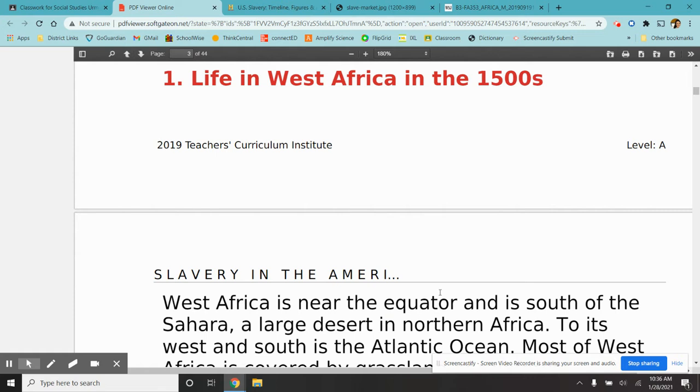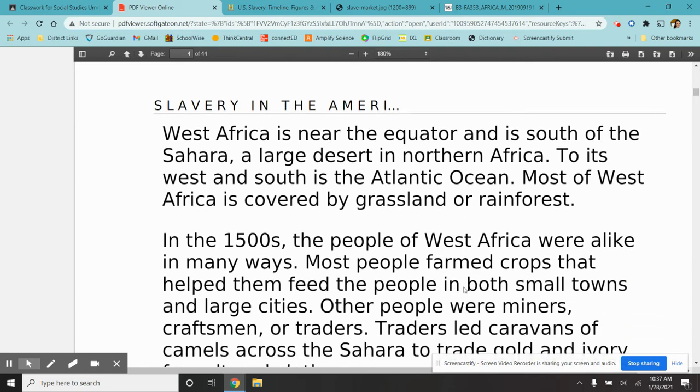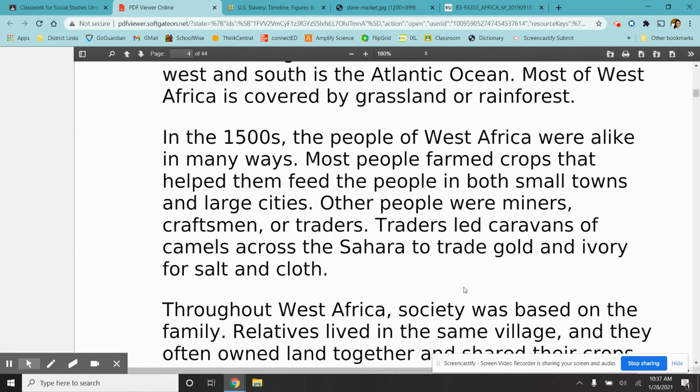Life in West Africa in the 1500s. West Africa is near the equator and is south of the Sahara, a large desert in northern Africa. To its west and south is the Atlantic Ocean. Most of West Africa is covered by grassland or rainforest. In the 1500s, the people of West Africa were alike in many ways. Most people farmed crops that helped them feed the people in both small towns and large cities.